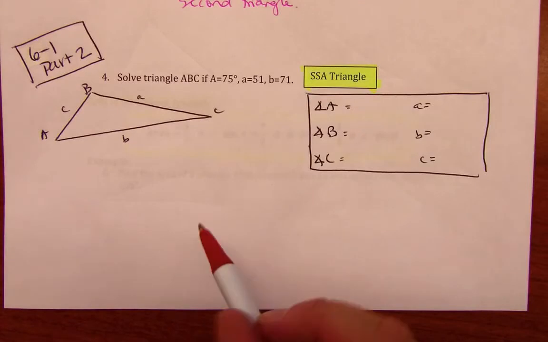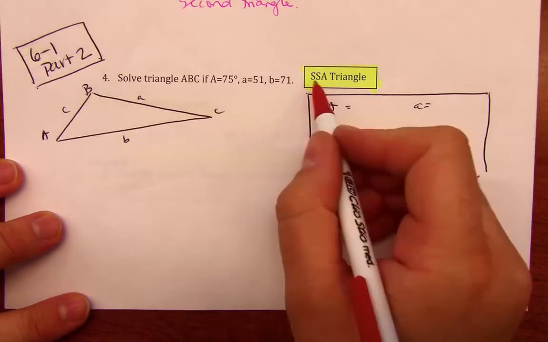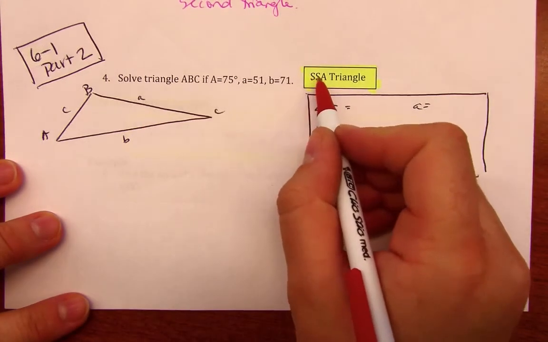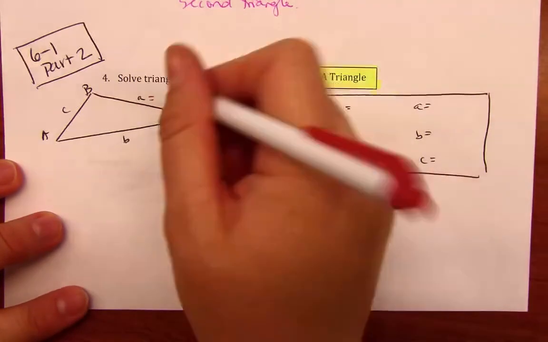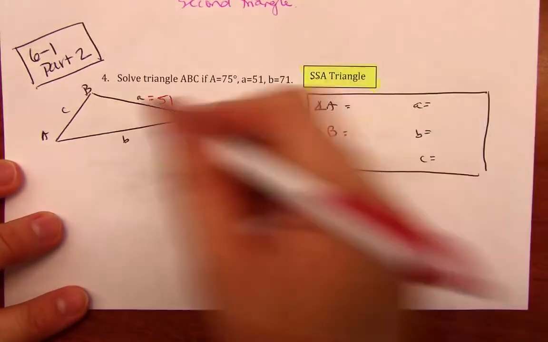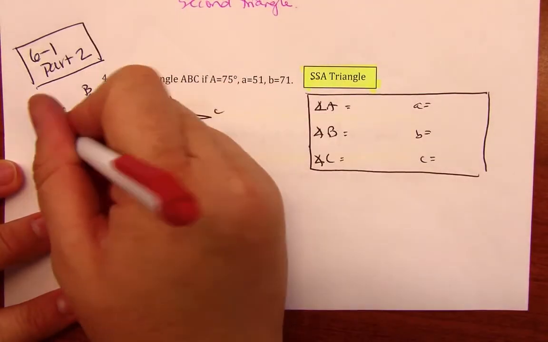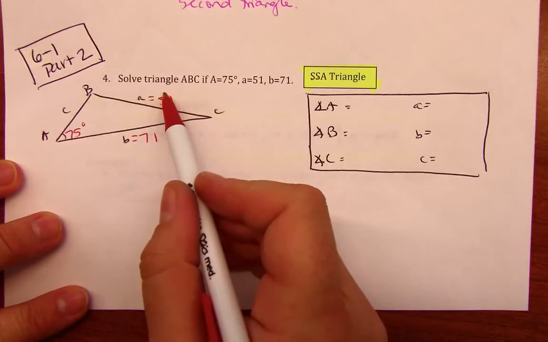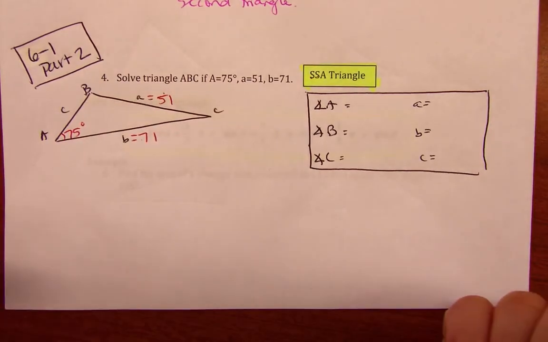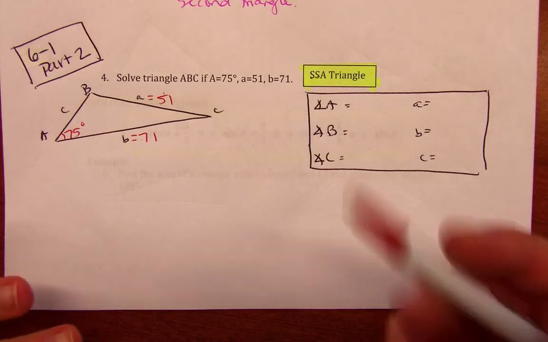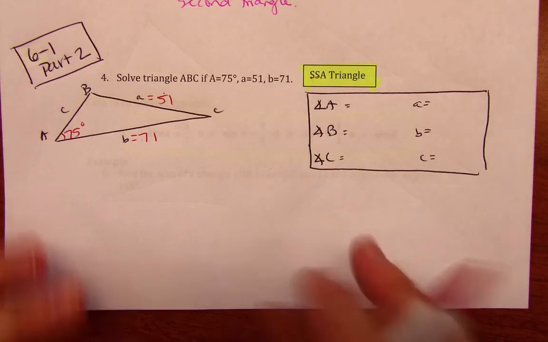Okay, so this is part 2 of 6-1, and we left off talking about the ambiguous case, again where we have a side, and then an angle. So here we have side A is 51, side B is 71, and angle A is 75 degrees. So a side, another side, and then an angle. So we know that it's possible that we could have either two triangles, no triangle, or we have a triangle, or maybe even a right triangle.